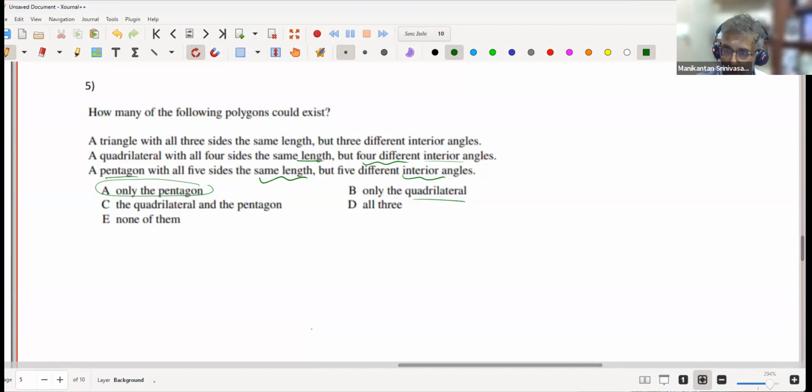Not all angles are equal, right? So a rhombus is not a regular quadrilateral. Sides are equal, but the angles are not equal, right?